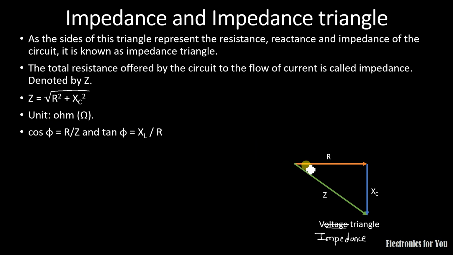Here this angle is our phase angle phi, and it can be calculated by using cos phi, that cos phi will be equal to R upon Z and tan phi will be equal to XC upon R, and therefore phi is equal to cos inverse of R by Z and phi equals tan inverse of XC upon R.